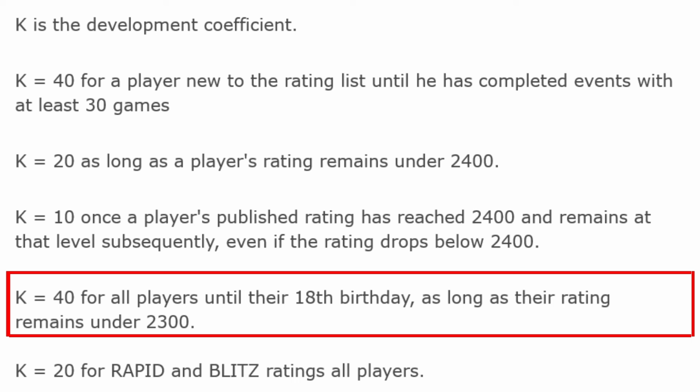Also, it says as long as their rating remains below 2300. The second point stated that the K factor will be 20 for a rating above 2300 and below 2400. So here they say that your K factor will be 40, not 20, even if your rating is under 2300. So above 2300, your K will become 20, and above 2400, it becomes 10. Until you reach 2300, your K remains 40.